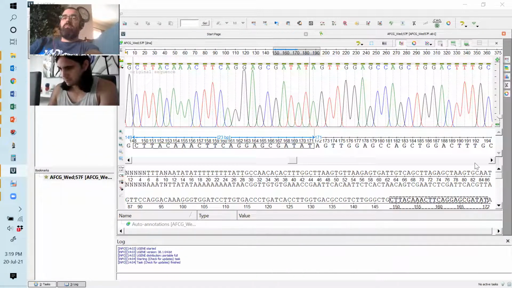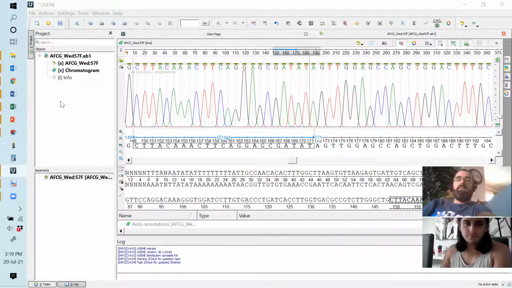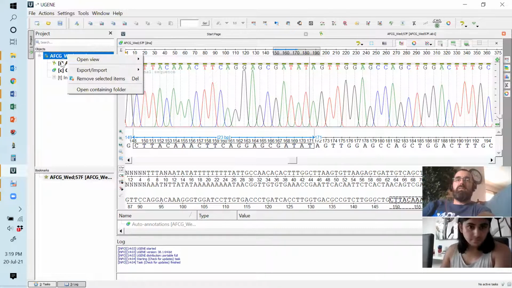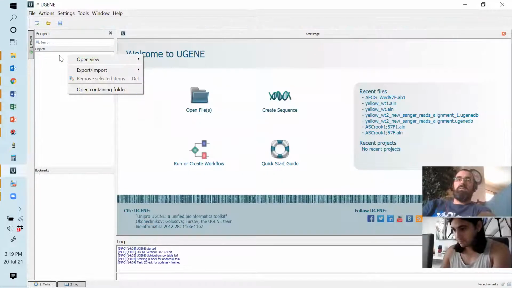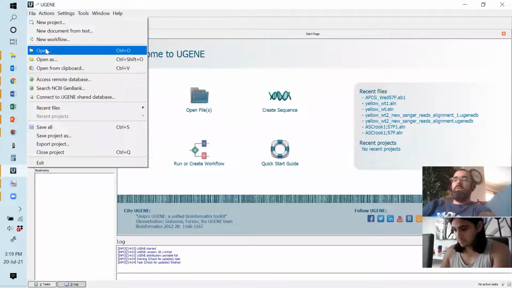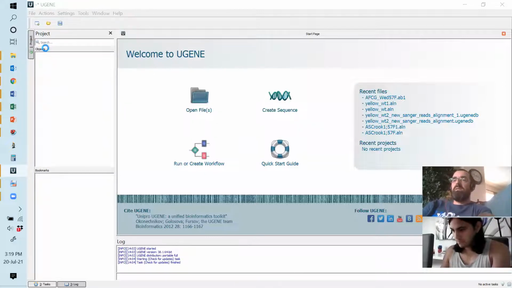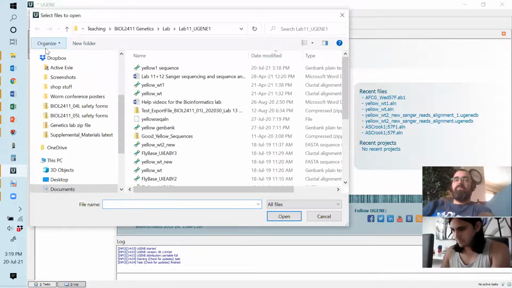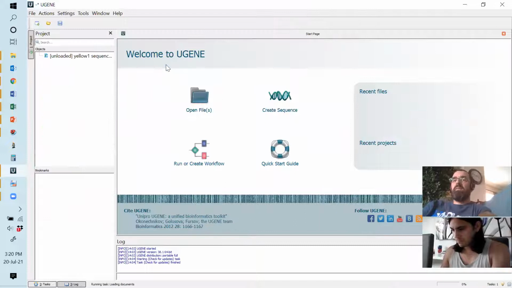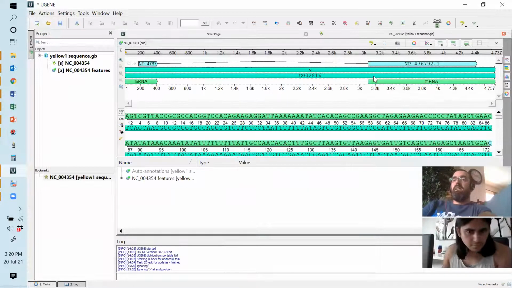Okay, let's put Mr. Robert over there. So I'm going to just get rid of this because we don't need that. And I'm going to open that yellow sequence. Okay, so I called it yellow 1 sequence. So just click on it. And now it'll open up this.